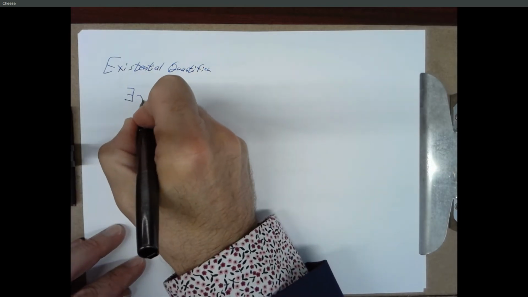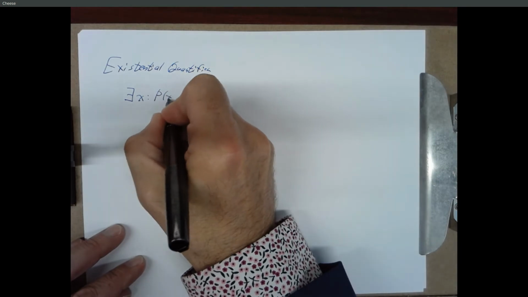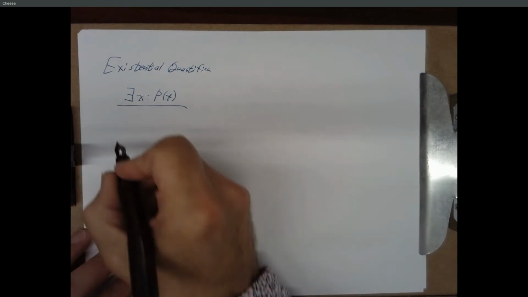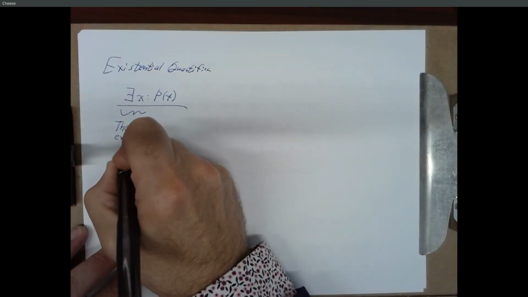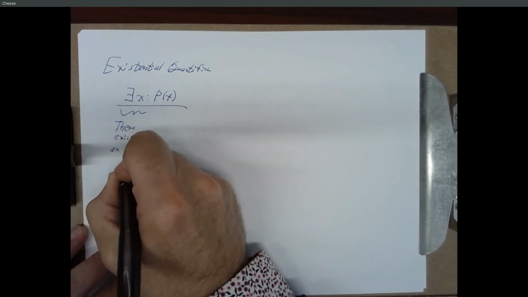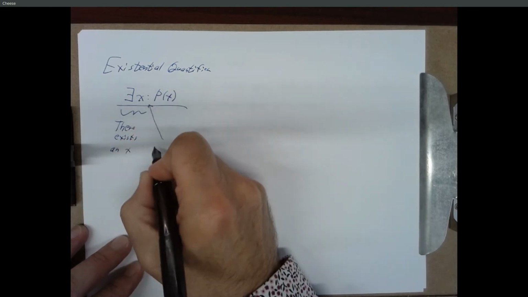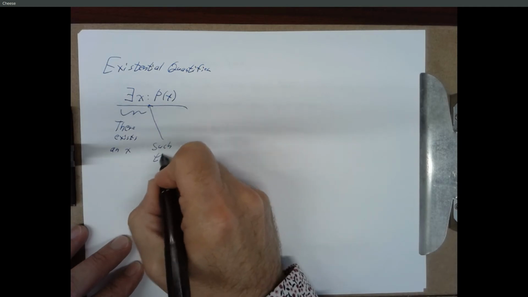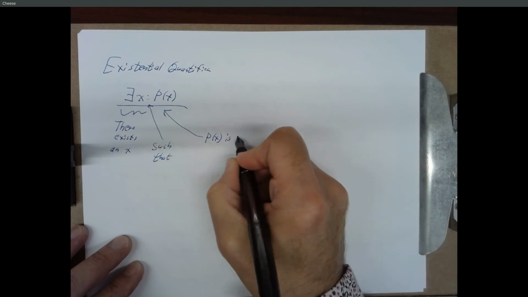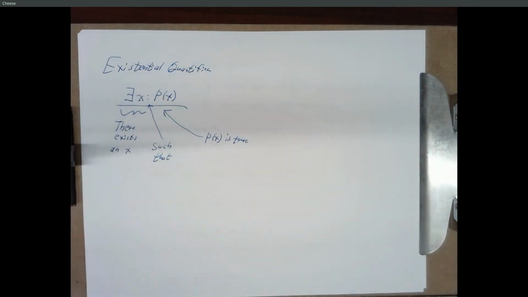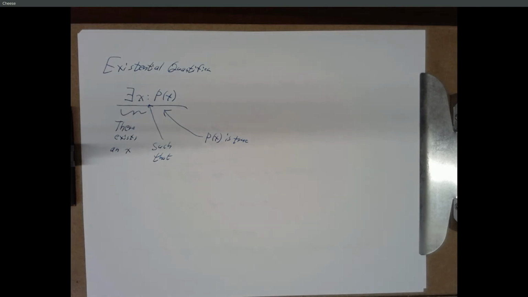So we can write there exists an x such that P of x. And we read this as there exists an x. And again we read the colon as such that, and this is just P of x is true. So the backwards E says there exists an x such that P of x is true.